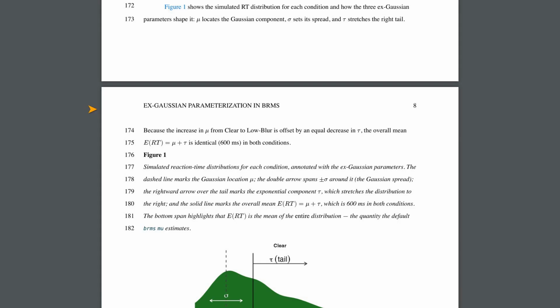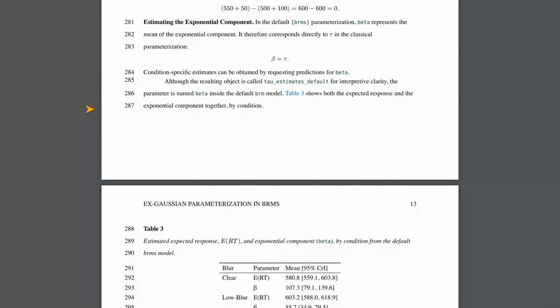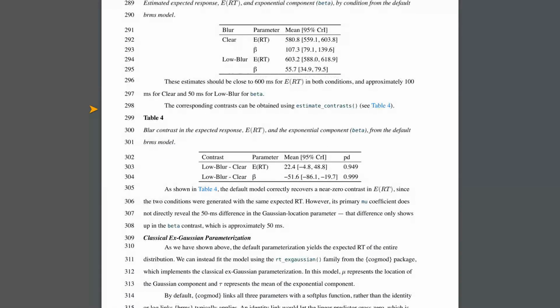Then, they used a different tool called cogmod, which allows them to use the classical way of measuring the ex-Gaussian parameters. With this classical approach, they could directly look at the mu parameter, which now represented only the normal speed of reaction. And guess what? They found a clear difference between the clear and low blur groups in this mu parameter, exactly as they had designed it. And when they looked at the slow tail parameter tau in this classical model, it also showed differences. But importantly, the changes in the normal speed were now clearly separated from the changes in the slow tail.